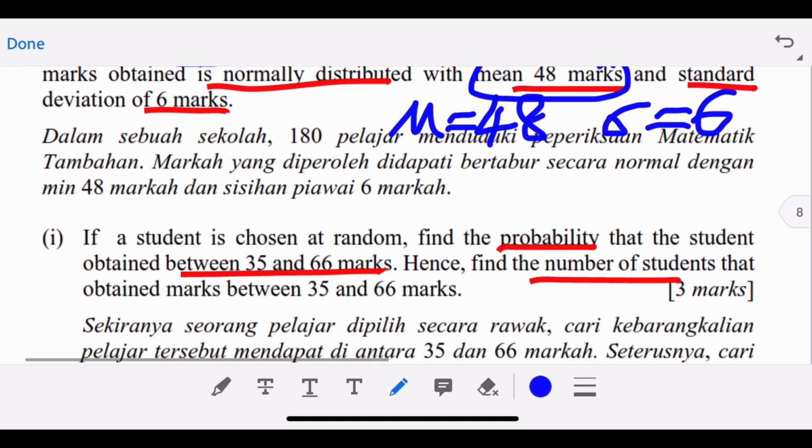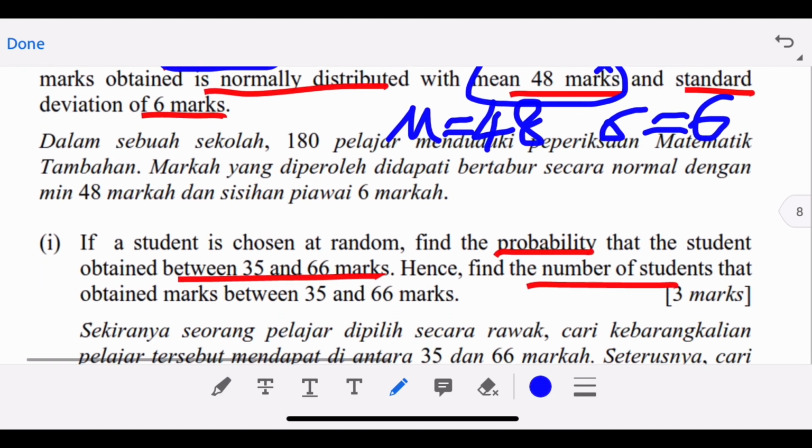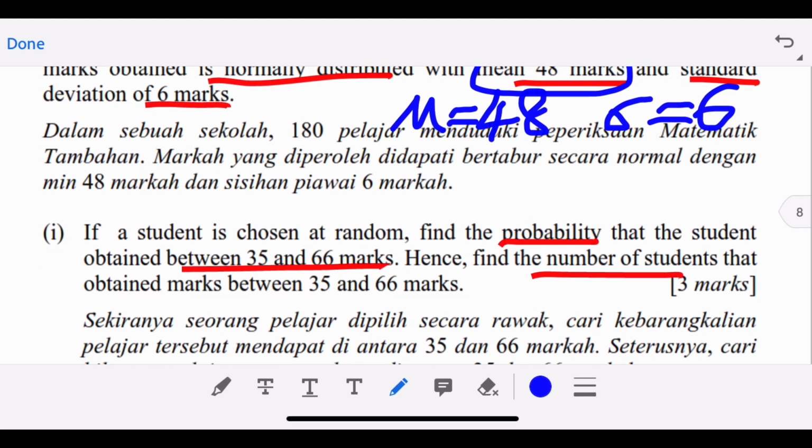Now let's see question A again. You're asked to find the probability that students obtain marks between 35 and 66. After you find the probability, then you find the number of students that obtain marks between 35 and 66. For probability, we always have event A, event B. So the event A here is the students who obtain marks between 35 and 66 marks. The number of events becomes n with a bracket A, the number of event A.